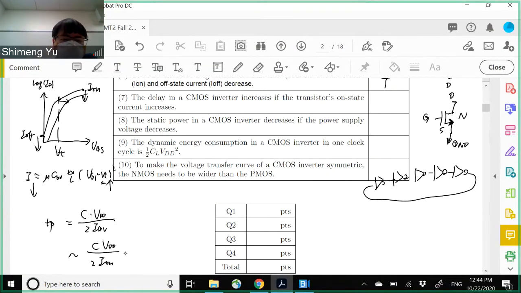If on current increases, then the delay will decrease. So basically your transistor is going to charge and discharge the capacitor load faster because you have larger on current. So this is increase, so then this is false. Should be decrease.